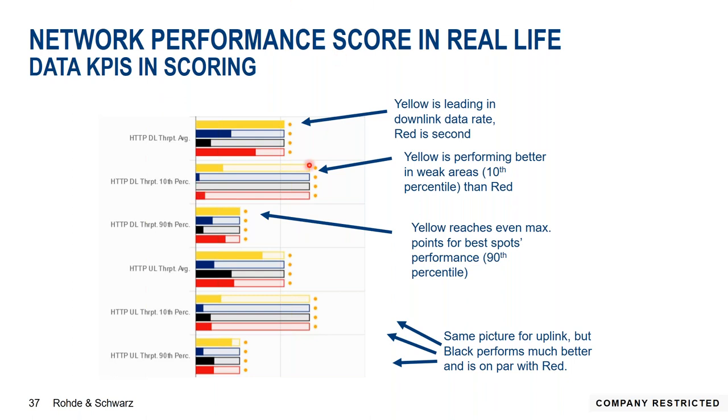Okay, so you can see each of these categories are where they are lacking and what needs to be improved. Okay, so even for the yellow operator, you can see that although they are getting a full score for the average download throughput, they're still not up to standard in the poorest performing areas. Okay, so in the poorest performing 10% areas, they are also getting quite a low score in this case. Okay, so same for uplink. So you can see that they need to actually improve on the poorest performing areas.